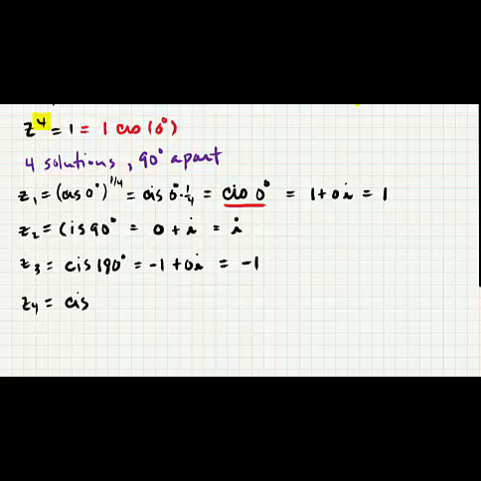z4, final answer, we add 90 to that. CIS 270 degrees. Cosine 270 is 0. Sine of 270 is -1. So we end up with 0 minus i, which we could reduce to just minus i. So those are the answers. These are the fourth roots of unity. These are the 4 complex numbers that have a fourth power equal to 1.